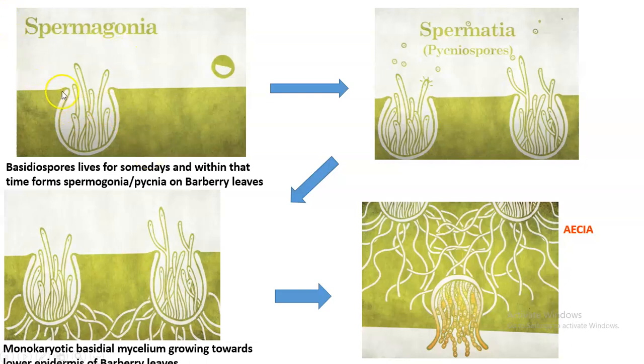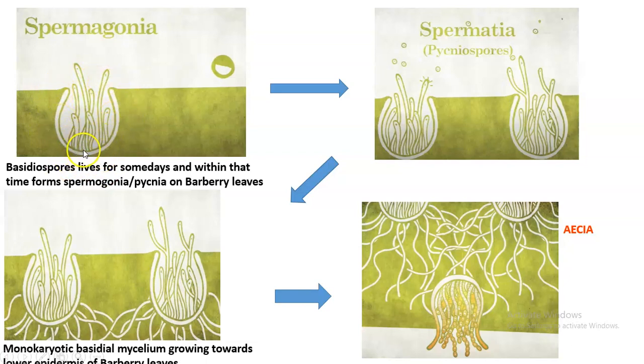So on the surface of this barberry plant you can see a flask shaped structure. This is the upcoming basidiospore. It is falling on this barberry plant. On the top surface of the leaf, it will be forming a flask shaped structure called spermagonia. Spermagonia is also called pycnidium or pycnium.